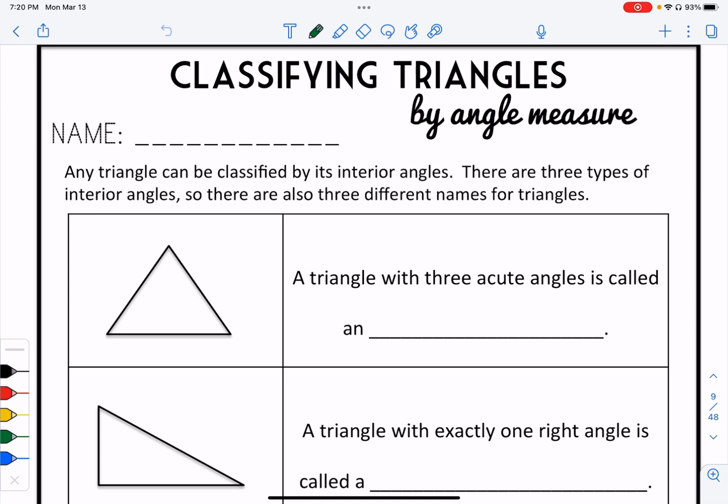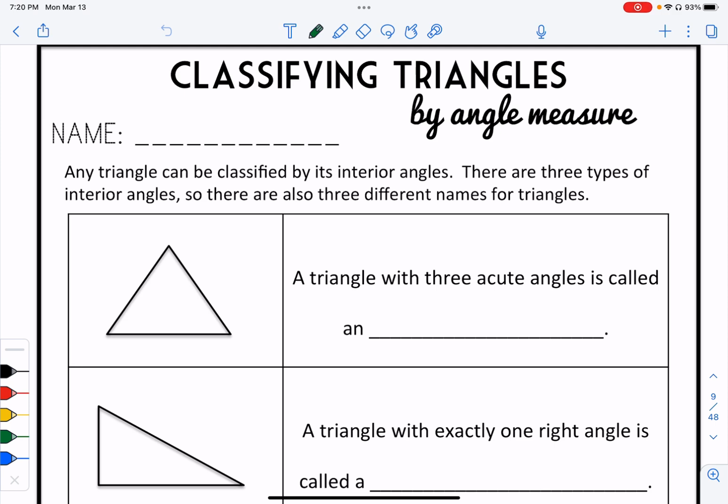Okay, we're going to be talking about classifying triangles by their angle measures. We have talked about this before last week, and we've talked about angles before. We know a song and actions for it. So we're just going to review this here, or if you weren't there when we taught it last week, this will be new for you.